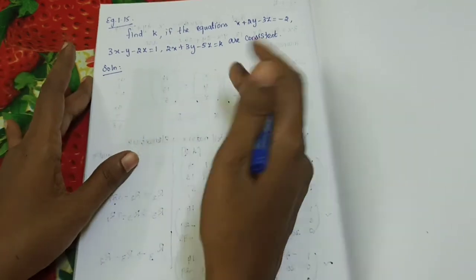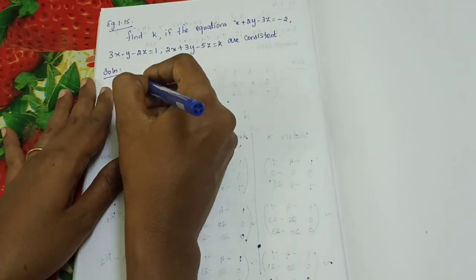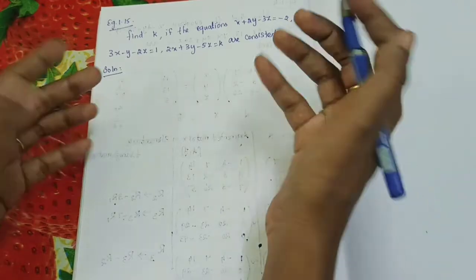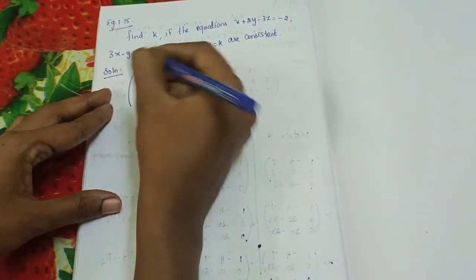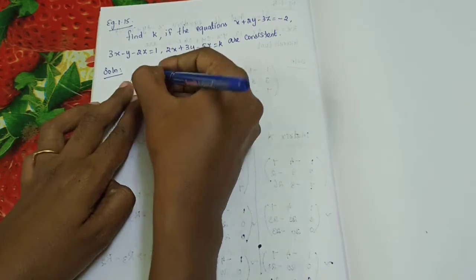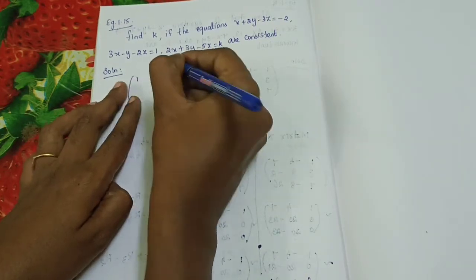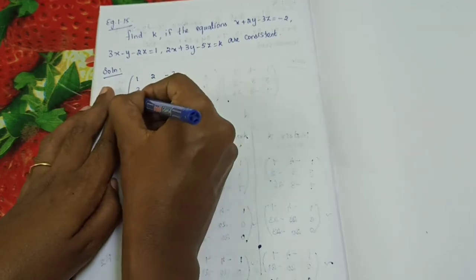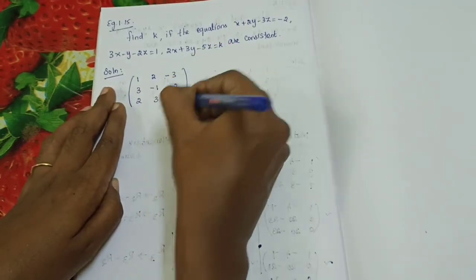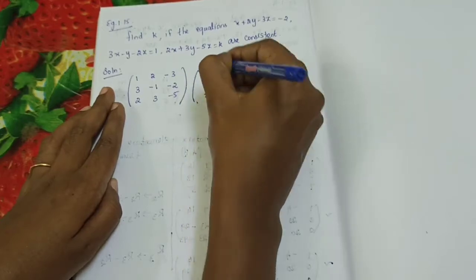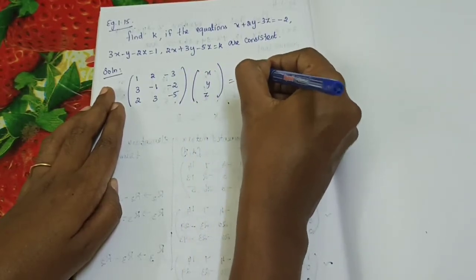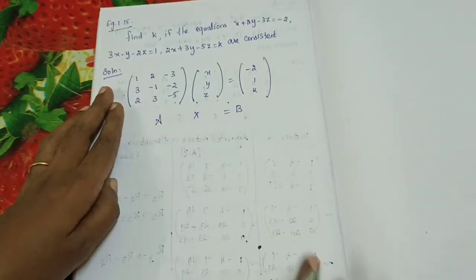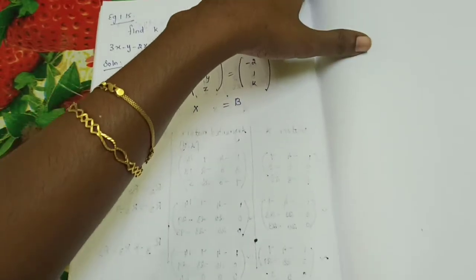Okay, let's move. First we are going to write it in the form AX equal to B. Everything you know, because of that I am moving a little bit faster. How will you write? 1, 2, minus 3; 3, minus 1, minus 2; 2, 3, minus 5; times x, y, z is equal to minus 2, 1, k. Now it is in the form AX equal to B. Everything else is the same.